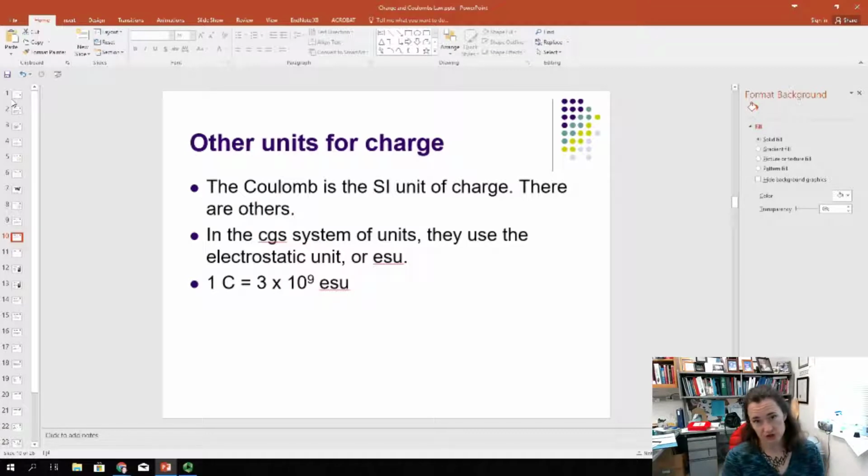There are other units for charge. The Coulomb is the SI unit of charge, but there are others. For example, in the CGS system of units, they often use the electrostatic unit or the ESU. If you need to convert back and forth between the SI unit, the Coulomb, and the ESU, 1 Coulomb is 3 times 10 to the 9th ESU. So that's a pretty easy conversion to make. It's worth noting that the Coulomb is an enormous unit. 1 Coulomb of charge is a lot of charge, and so sometimes the ESU might be a more convenient unit for everyday type charges.